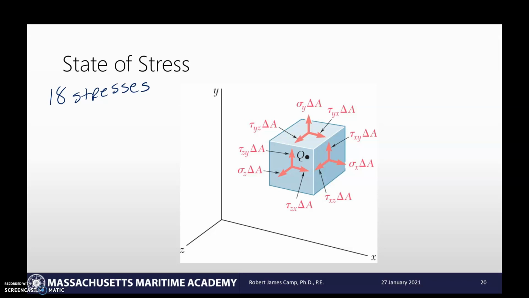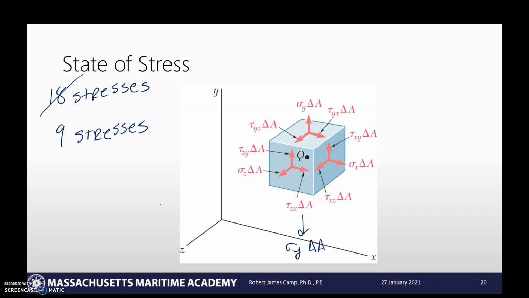Now, everything is in static equilibrium. So what does that tell me? Well, that tells me that whatever sigma sub y times the area is on the bottom, it's got to be the same thing on the top. And so what that does is that reduces us to 9 unique stresses, because everything has to balance out.